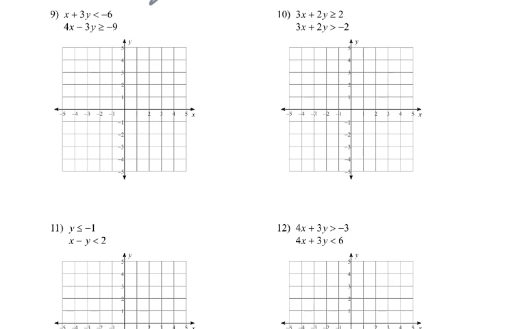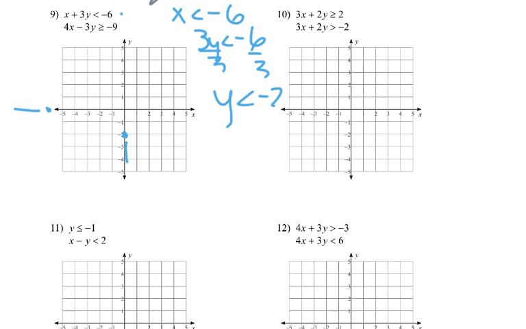So number 9. Get rid of the y, it'd be x is less than -6. Doing this one, 3y is less than negative 6, divided by 3. y is less than negative 2. So negative 2 for y is less than, and for x, negative 6, x is less than. It's not equal to, so a dotted line, right? And they both shade below. And again, hopefully you're using a graphing calculator, and that makes this a lot easier, okay?